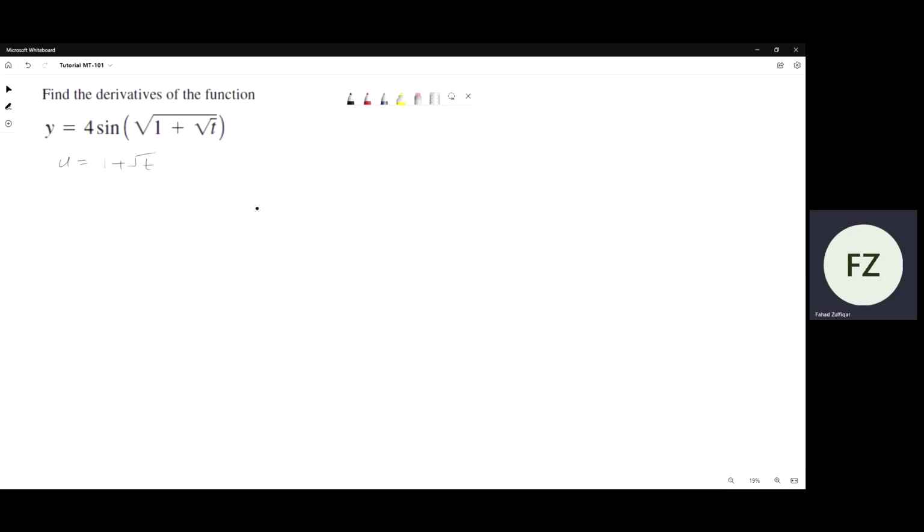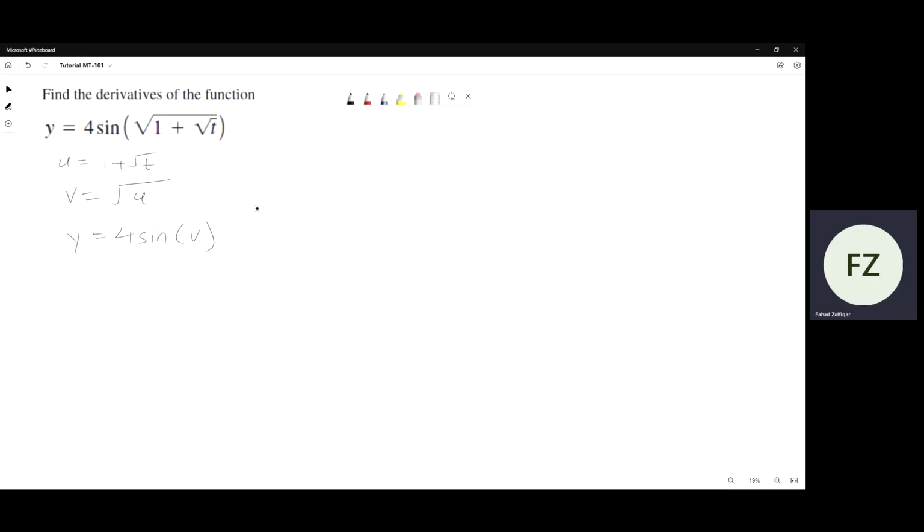And let's say that v equals under root of u. So what I have done over here is that the inside term in the under root, I've taken it as u, and the outside term, which was under the outside square root, I've taken it as v. So v equals under root u, and the u contains 1 plus under root t. So what does y become? Y becomes 4 sine v.